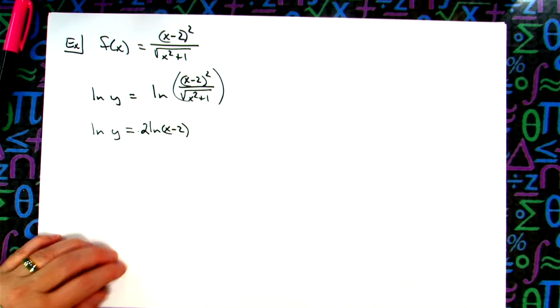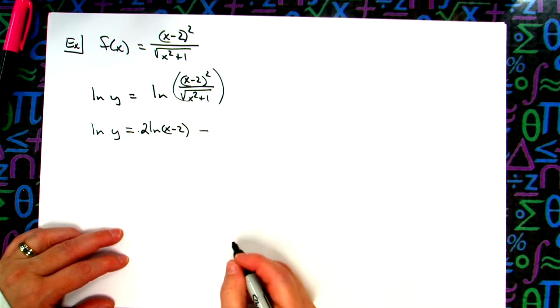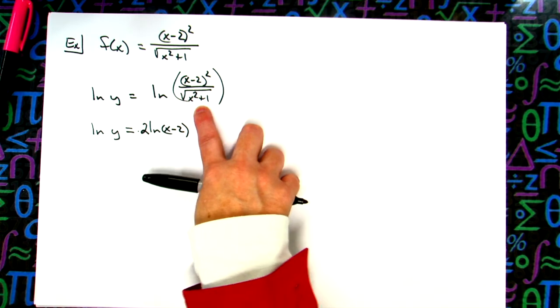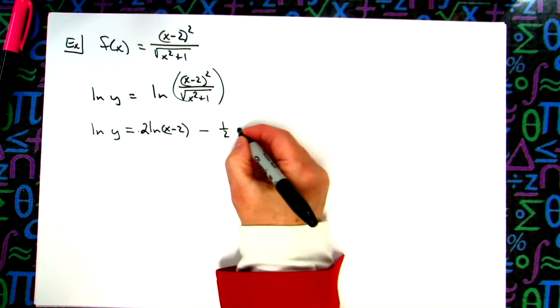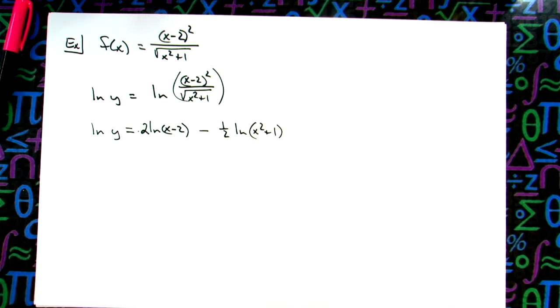I see a quotient, and quotient means subtract, so subtract. Same thing with this one. If I pull that up to a 1/2, I jump the frog, the 1/2 is going to be out in front: 1/2 natural log of x squared plus 1. So there's where your pre-calc comes into play.